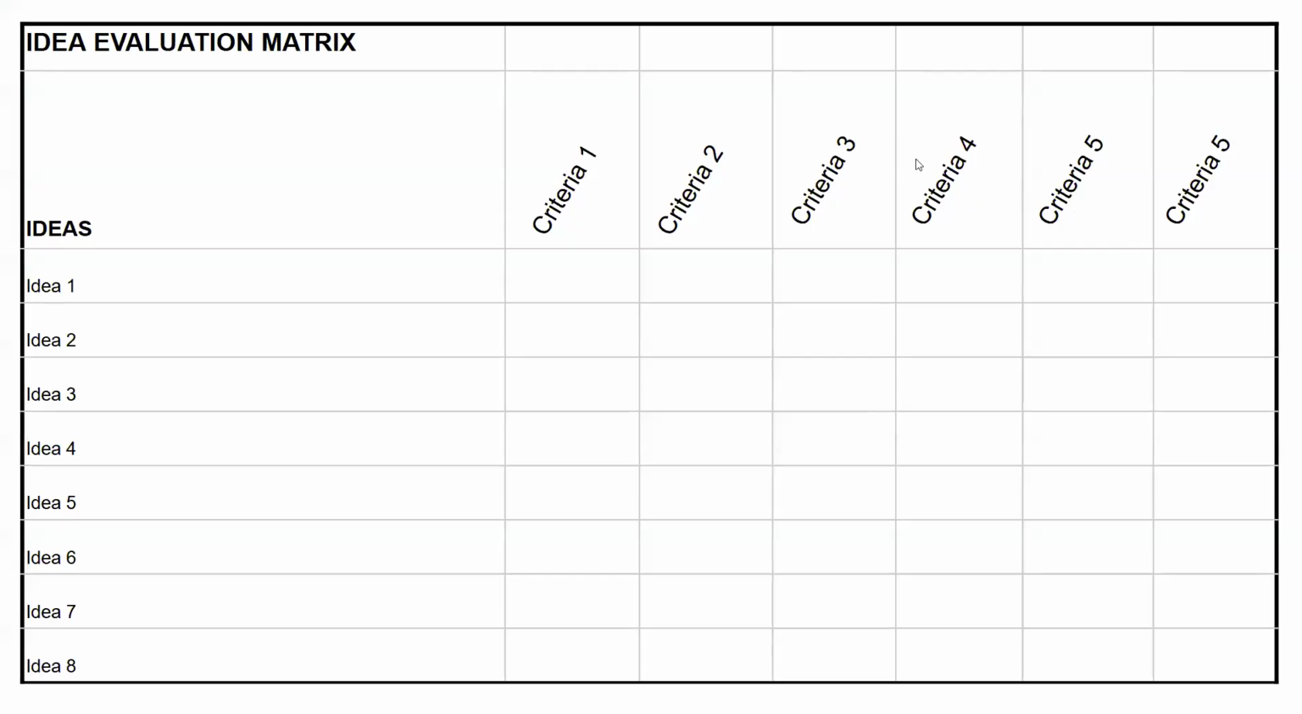Again, here's what it looks like when it's blank. You're going to have the ideas down the left-hand side and the criteria up at the top. Now, I know I'm repeating myself, but I really want this to become burned in your brain. Don't put too many criteria because it could get really messy. The whole idea is to put some order to chaos by using this matrix.